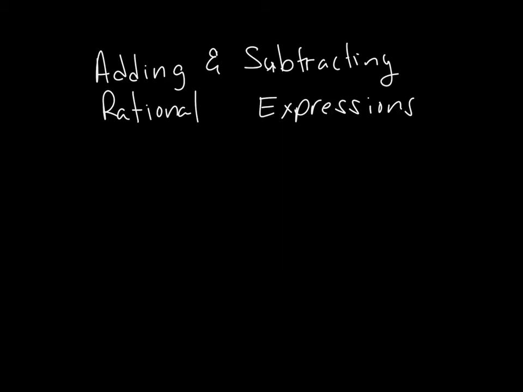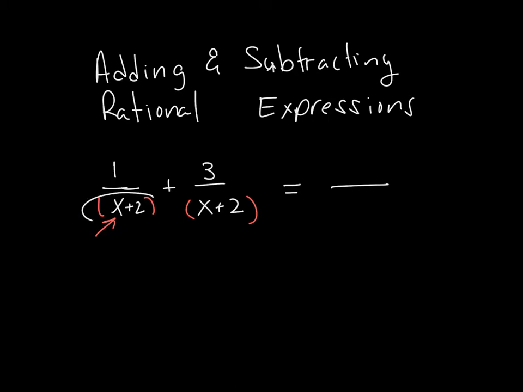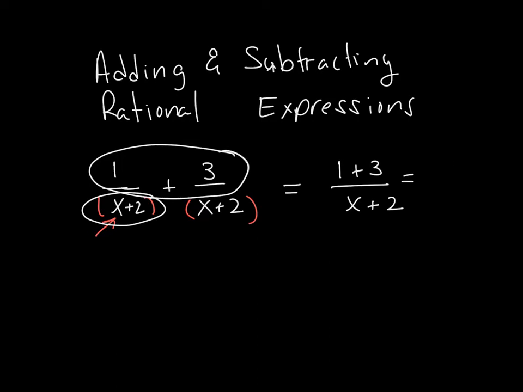Okay, so when adding and subtracting rational expressions, we'll go ahead and start with 1 over x plus 2 plus 3 over x plus 2. The thing to remember is you must have a common denominator when adding and subtracting fractions. And in this case we do, so you just take whatever this common denominator is and write it over here. Then take the entire numerator, combine it, and that will be your answer.